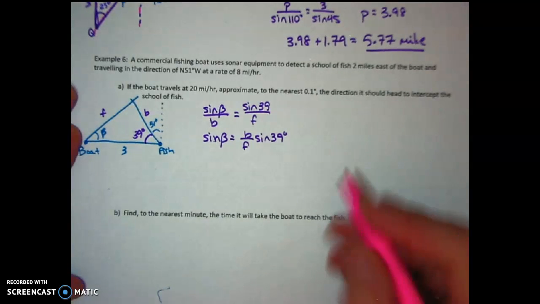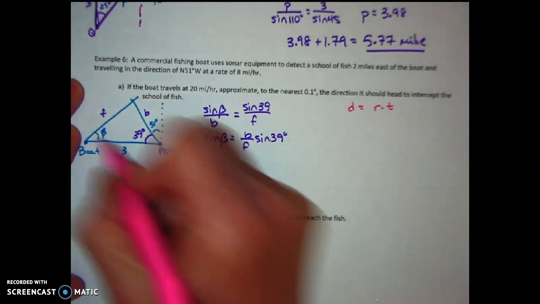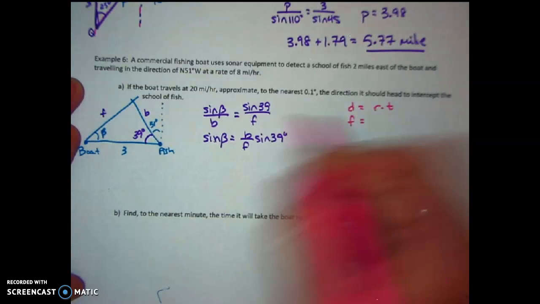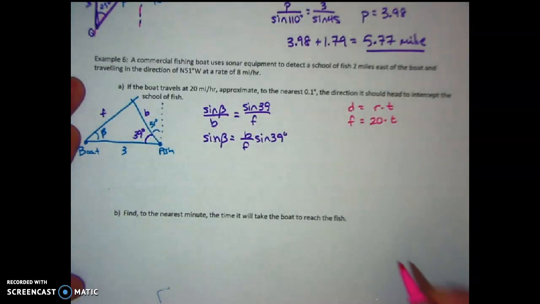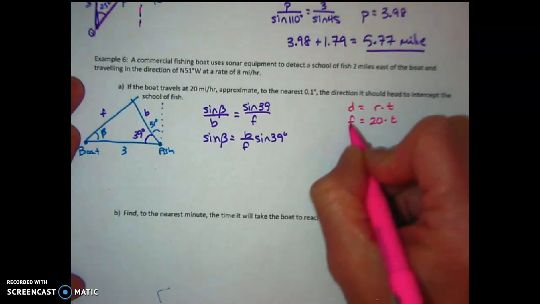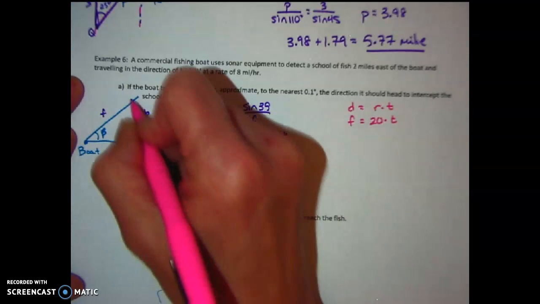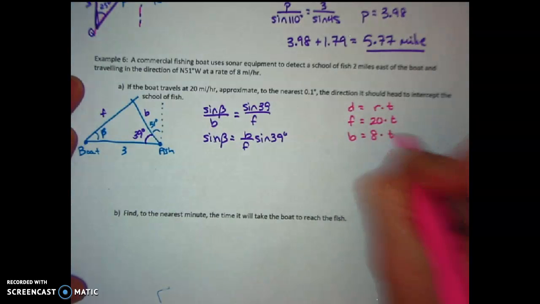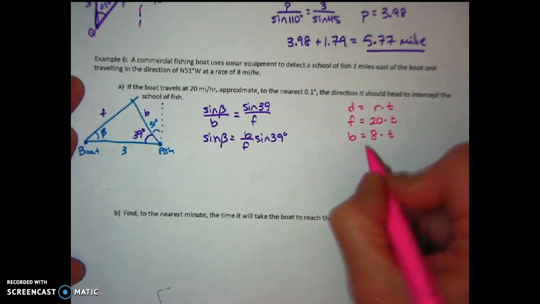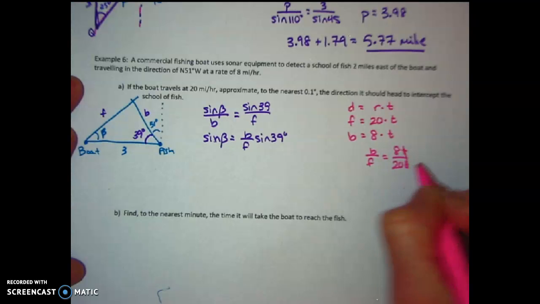But they gave us a little bit more information, and we know that distance equals rate times time. So we know that F, the fishing boat, is moving at a rate of 20 miles per hour times however long it's going to take them. So that's the boat going that side F, and my fish is going this side B. They're going 8 miles per hour, so 8 times the miles per hour. So now I just need this ratio of B over F. So 8t over 20t, my t's cancel, and this simplifies to 2/5.